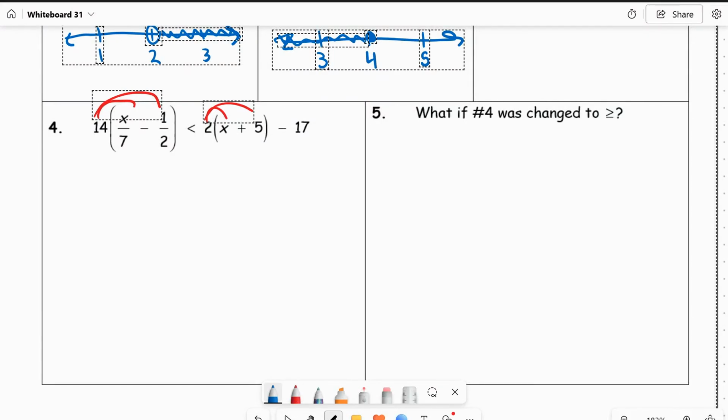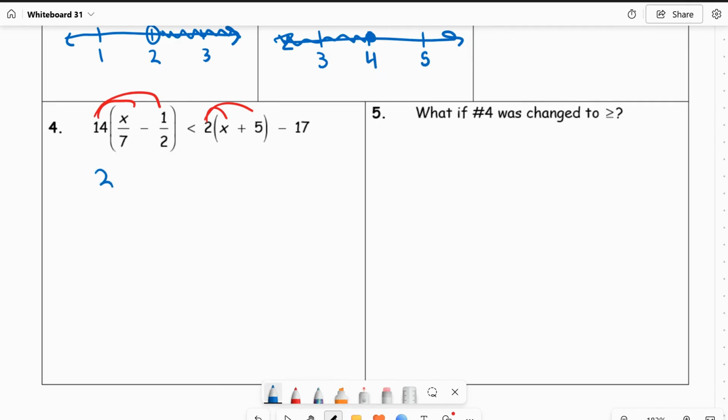So I've got 2x minus 1/2 times 14, which is 7, is less than 2 times x, which is 2x, plus 2 times 5, which is 10, minus 17. Okay, I'm going to go ahead and combine like terms on my right side. So I've got 2x minus 7 is less than 2x, 10 minus 17 is negative 7.